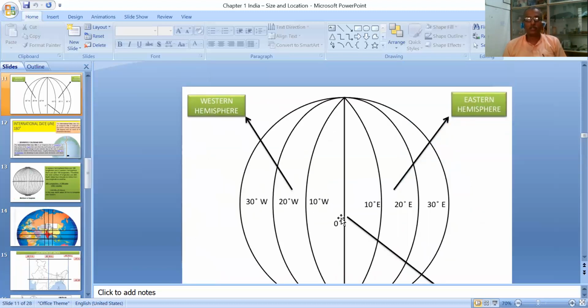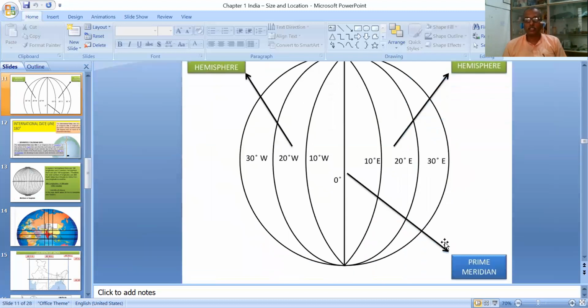Just now I mentioned the 0° meridian. From the western direction, this is called the western hemisphere, and here is the eastern hemisphere. The 0° meridian is called the prime meridian. 0° longitude is called the prime meridian. It is also called the Greenwich meridian. So what is this Greenwich? Greenwich is a small village near London.